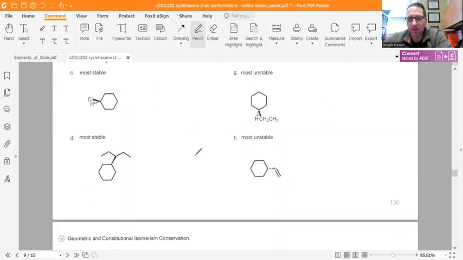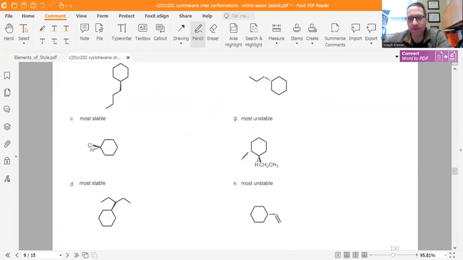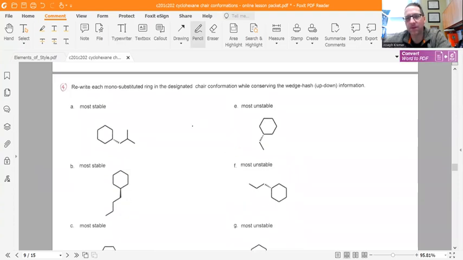Next page, this may be it for this portion of the assignment. I want to take this all in one at a time, or else it's like going to a smorgasbord and eating too much, and then you feel sick. So this will probably be the last one for this segment. Rewrite each monosubstituted ring as a chair conformation while conserving the wedge or hash. All right, so let's draw a chair. I'm going to draw a chair like this. I will do my best. Up, down, up.